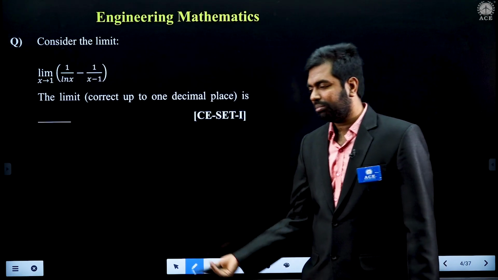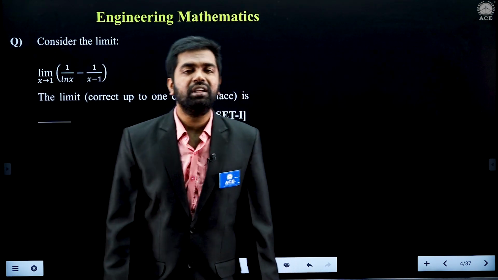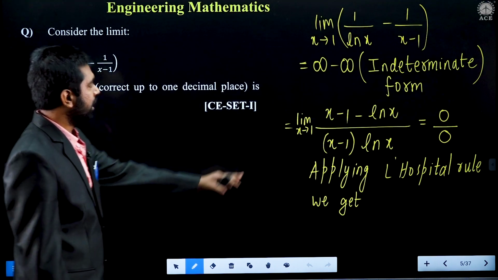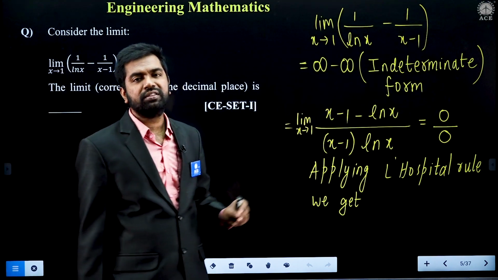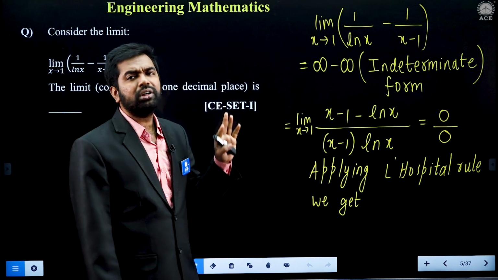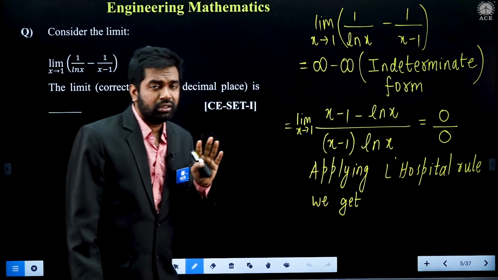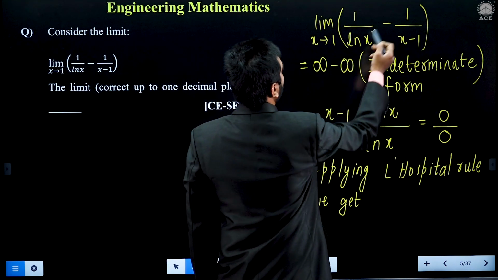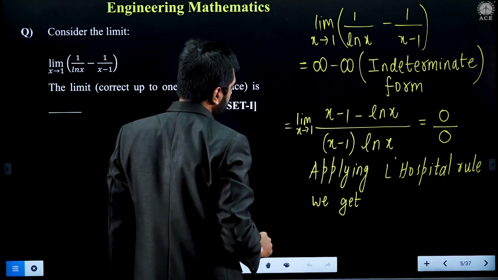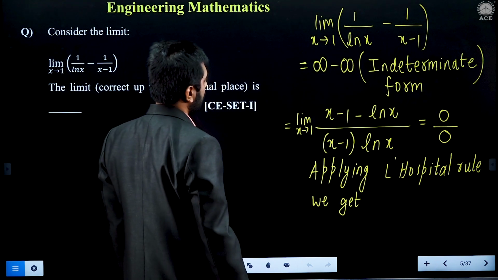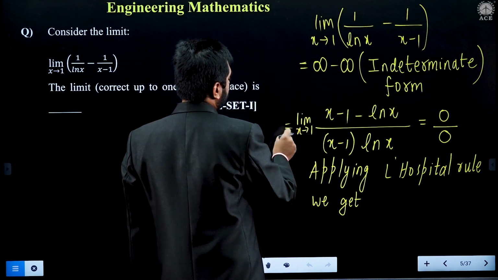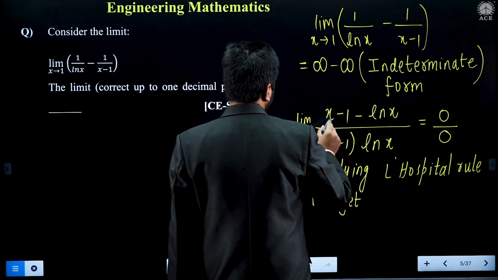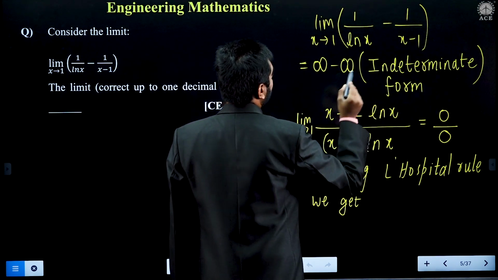Let's look at this. That means even this problem is going to be very simple. Like I said, we have infinity minus infinity. So now I'm going to reduce that either to 0 by 0 or infinity by infinity. So what I have done is I have cross multiplied, taken the LCM. So this is what I get. Now when I substitute the limit, I have 1 minus 1 here and log 1 here. 1 minus 1 is 0, log 1 is also 0.